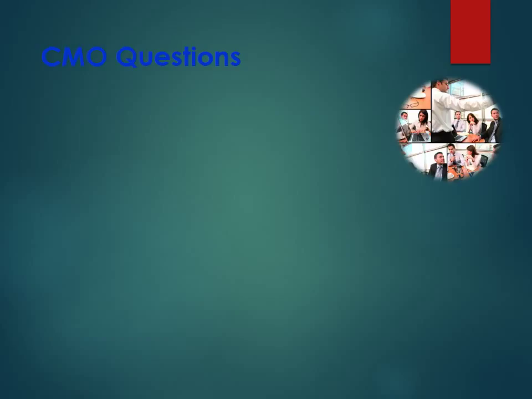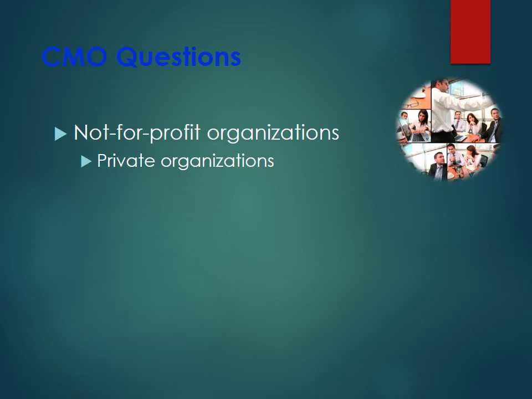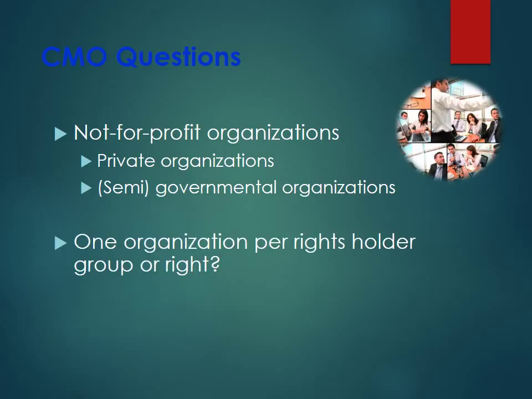Collective management organizations are usually not-for-profit organizations, even though for-profit organizations also exist. The majority are private organizations run and governed by rights holders. In some countries there exist governmental or semi-governmental organizations. A crucial question is, can there be only one organization per rights holder group or right at a given time, or is it possible to have several competing CMOs?